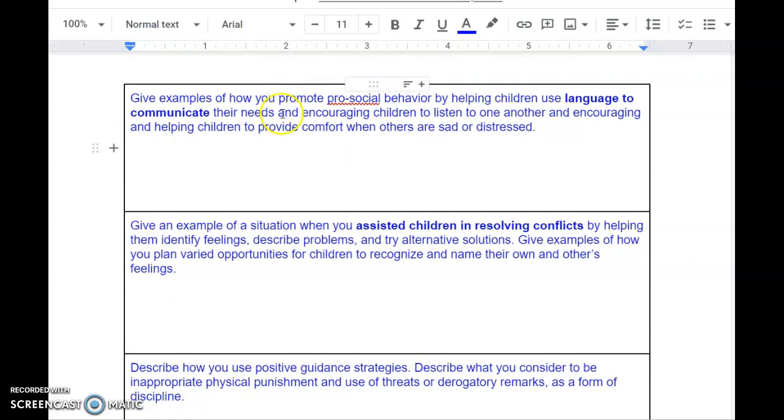Give examples of how you promote, again, that pro-social, that positive social behavior using language to communicate. And do not tell me, I say to my kids all the time, use your words. I'll choke if I see that. Obviously, if the children knew the words and had the words, they would use them. So do not tell your children, use your words. How do you teach how to communicate using language and do that in a positive way?